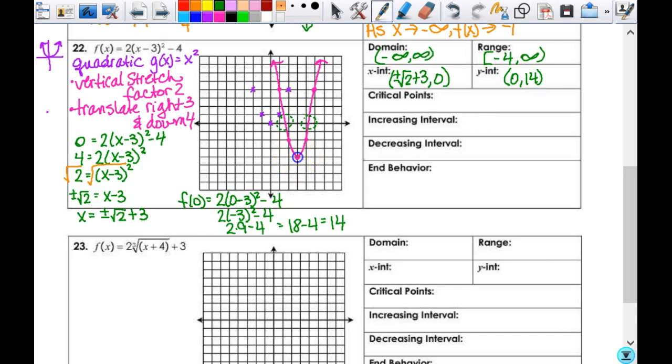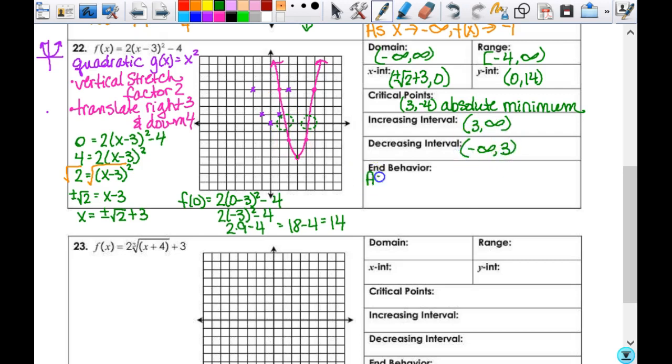Critical points. This is one right here. That is an absolute minimum, and that is at 1, 2, 3, 1, 2, 3, 4. So this is at (3, negative 4), and that is an absolute minimum. It's increasing from here to infinity, so it is increasing from 3 to infinity, and it is decreasing from negative infinity to 3.